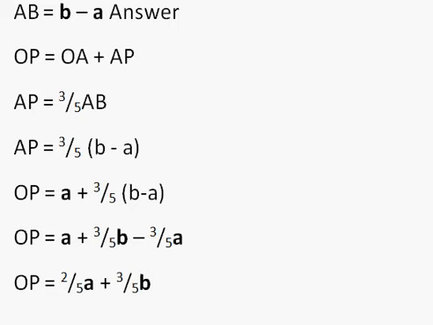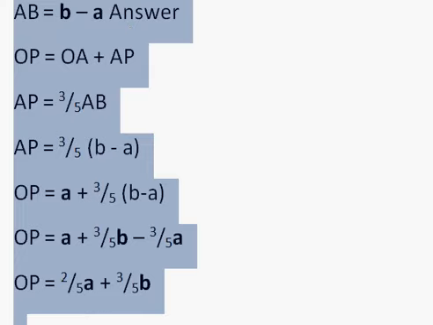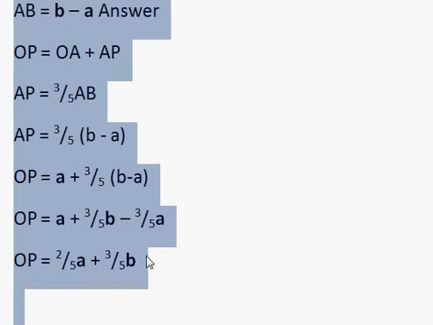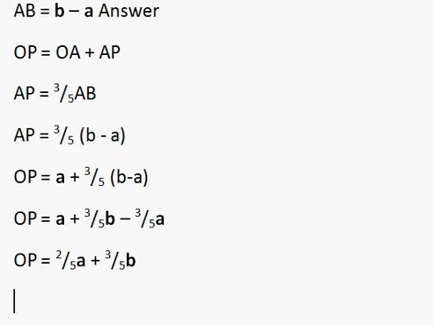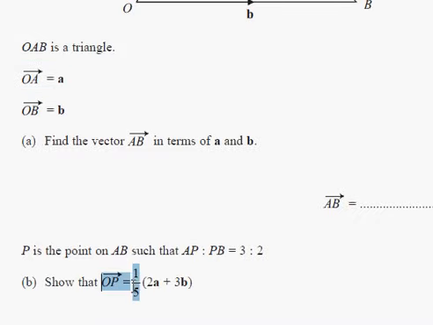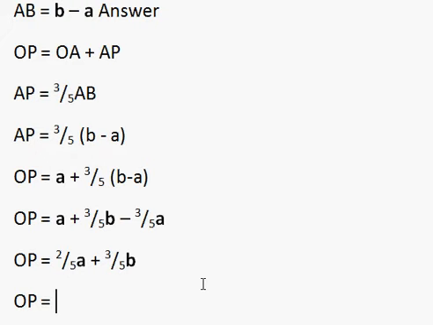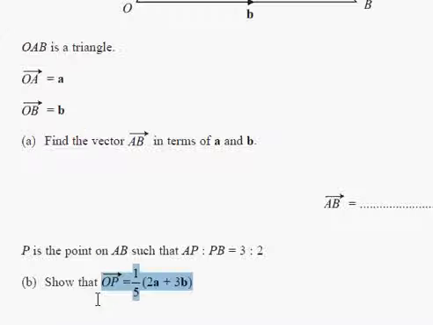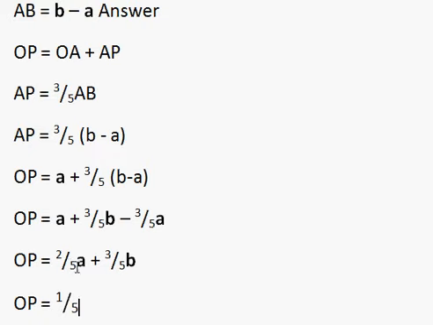If we were to take 1/5 out of the bracket here, now remember we have the answer, just work towards the answer. Here's the answer I'm looking for: OP equals 1/5 of 2a plus 3b, and yeah, it works. If you take 1/5 out, what times 1/5 would give you 2a? Well, 2/5 of a would.